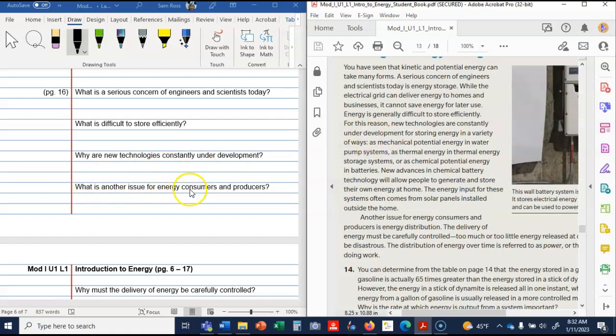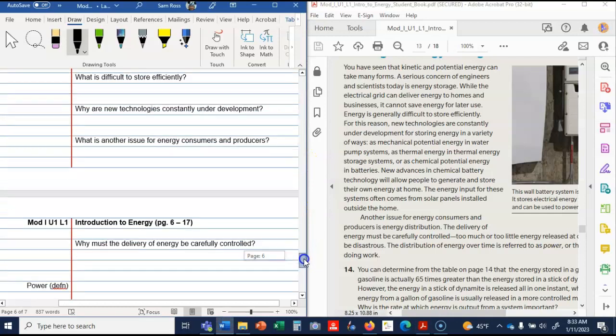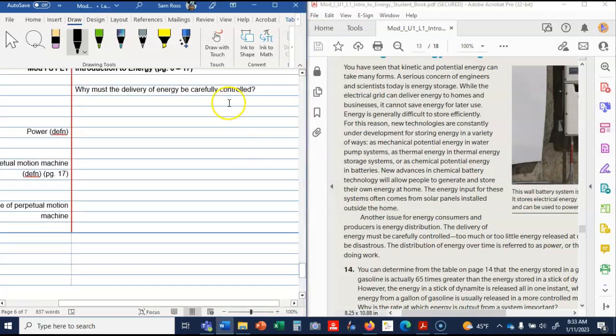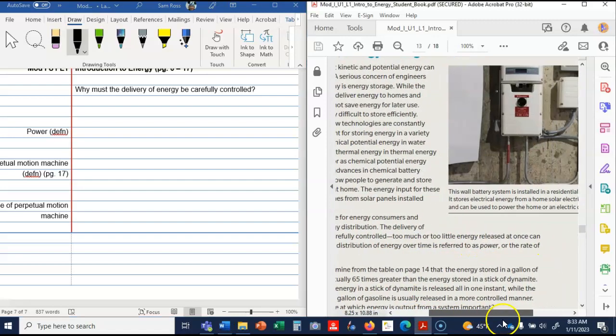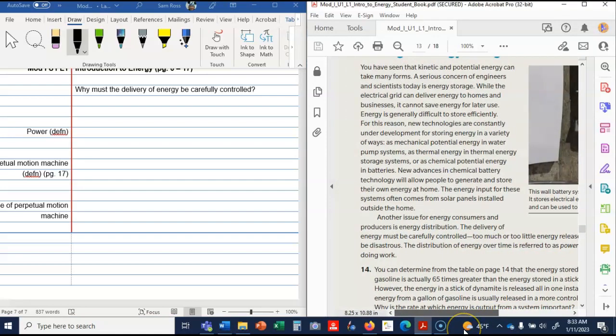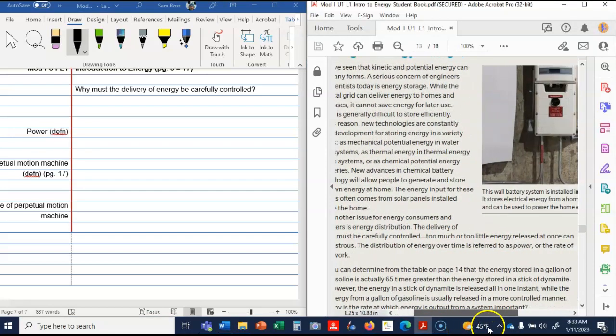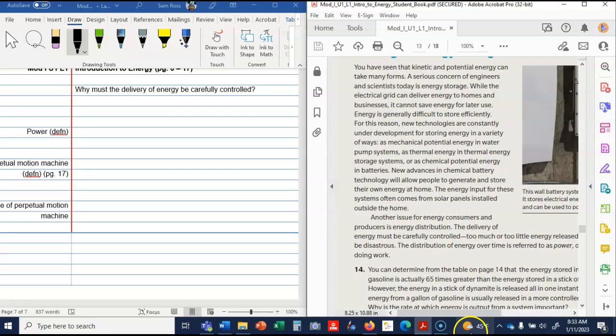What is another issue for energy consumers and producers? Another issue for energy consumers and producers is energy distribution. That's down here in the second paragraph. Why must the delivery of energy be carefully controlled? The delivery of energy must be carefully controlled. Too much or too little energy released at once can be disastrous.